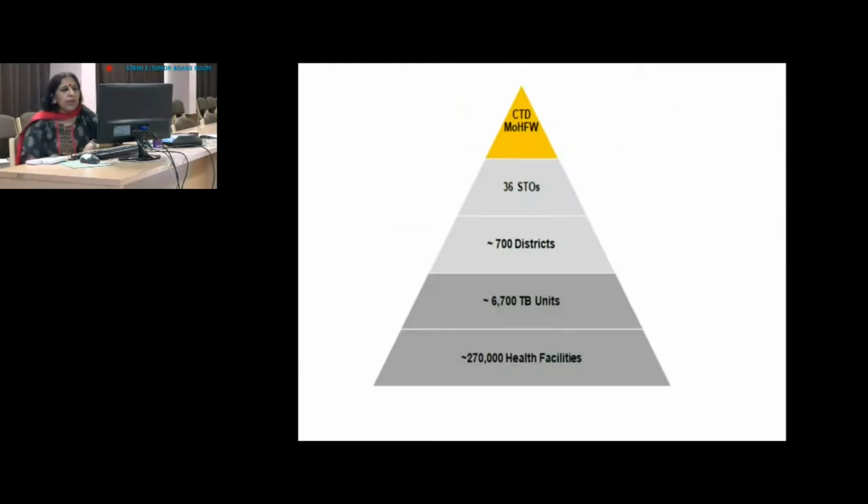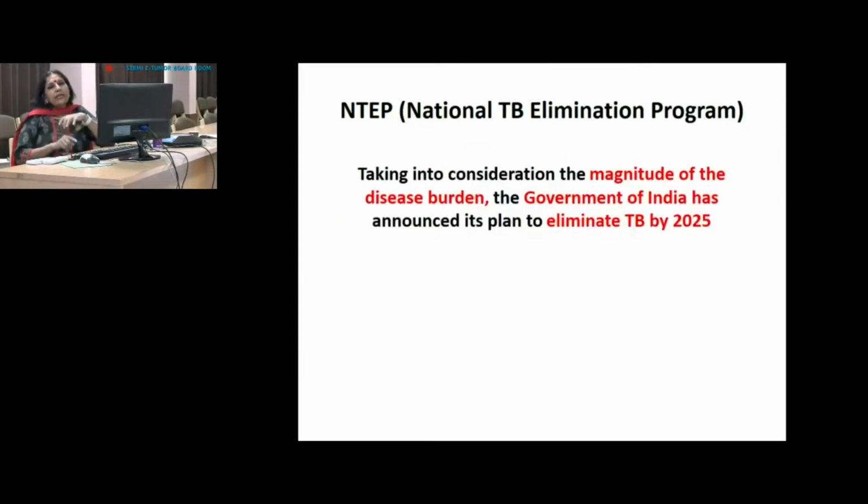Under this program, the Government of India has announced its plan to eliminate TB, TB Mukt Bharat, by 2025. I talked about the Sustainable Development Goals. In the world, TB is to be eliminated by 2030, but India has announced its plan to eliminate TB 5 years ahead of the world goal, by 2025.